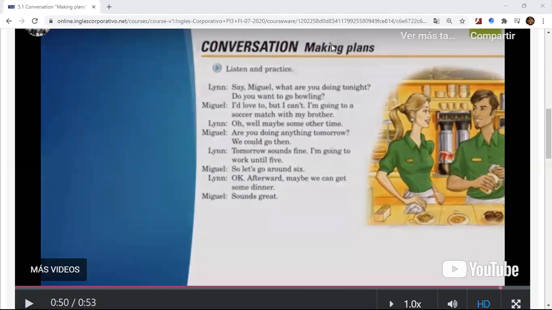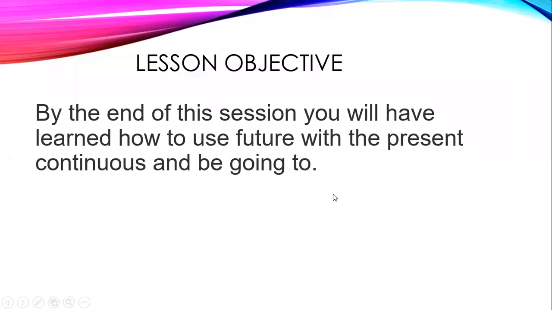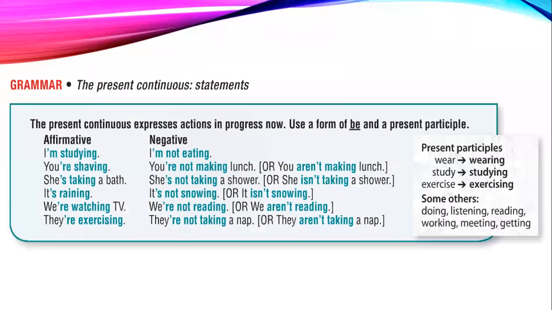Good. That is the conversation. Now we're going to continue with the PowerPoint presentation. Lesson objective, right? The second objective for tonight. Oscar Martinez, please. Can you read the objective for me, please, and for the class? Yes, teacher. By the end of this session, you will have learned how to use the present continuous and be going to. Thank you very much. So when we finish today's session, we're going to have two structures, the present continuous and be going to.